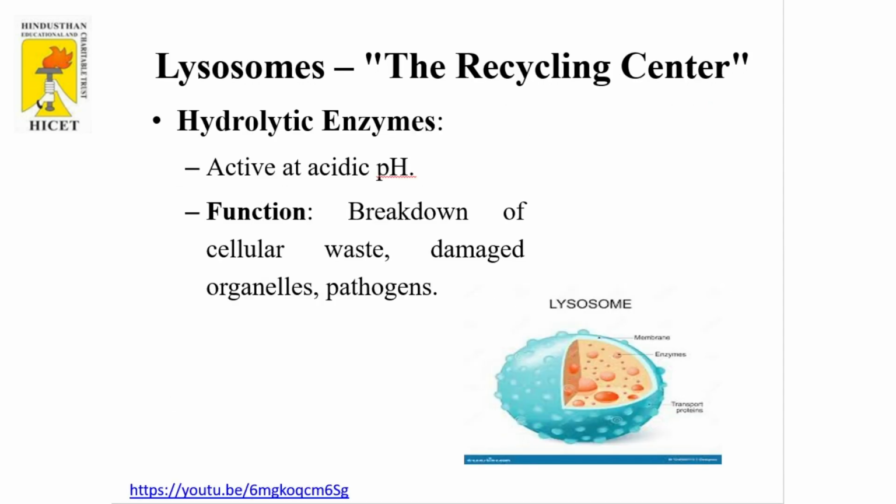The next is the lysosomes, which are the recycling center. They contain hydrolytic enzymes and are active at acidic pH, where the breakdown of cellular waste, damaged organelles and pathogens takes place. The removal of the waste is done by the lysosomes. So, to conclude, the cell is a highly organized structure where each organelle performs a specific function to keep the cell alive and active. Thank you.